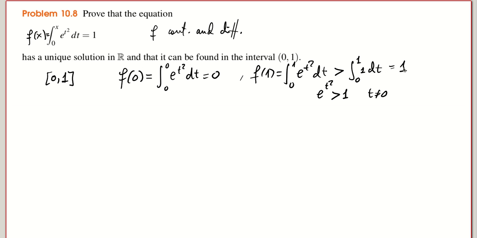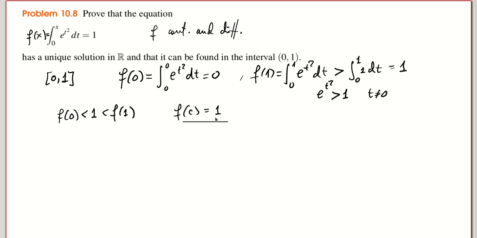then we know two things. We know that f of 0 is smaller than 1, and that f of 1 is larger than 1. So 1 is an intermediate value between f of 0 and f of 1. And the function is continuous, so there must be a point C where the function reaches the value 1. So at least there is one solution to the equation.